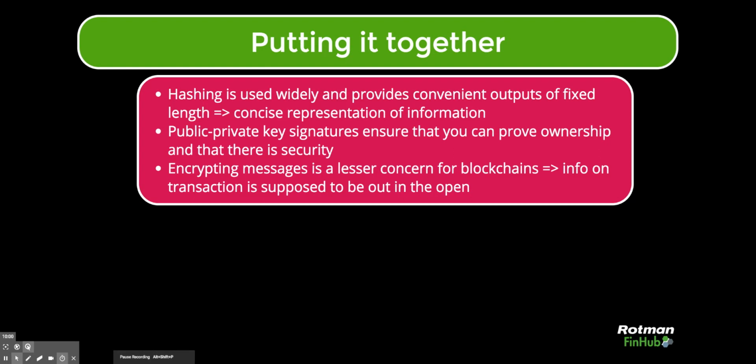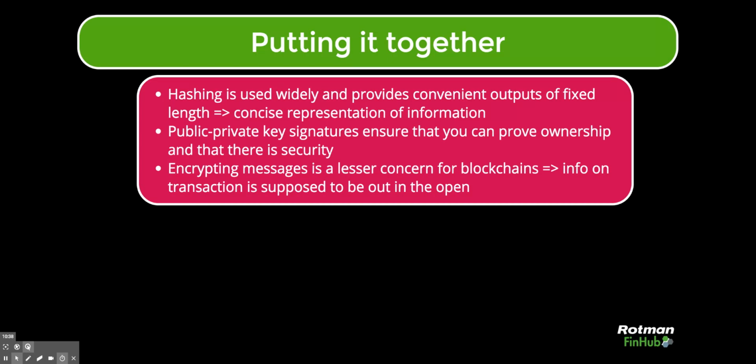So now the last thing we need to do is put this all together. Hashing is widely used, provides a convenient output of fixed length, and therefore is a concise representation of information. So that's useful, I hope you agree. Public-private key signatures ensure that you can prove ownership so that nobody can misappropriate your funds, and you have a certain level of security that way. So this cryptography is very useful. Now, just to be clear, in blockchains, encrypting messages is a lesser concern because the information that you provide for transactions is actually supposed to be out there in the open.